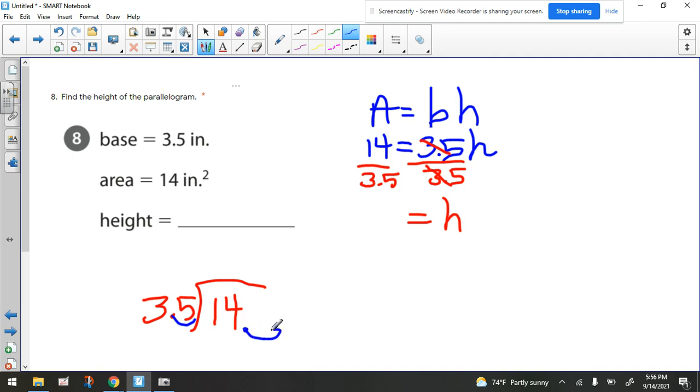And if we multiply it by 10, that's the same as moving the decimal over one position. So the decimal would go right there. And if you wanted to, you could put another 0 there. That's not going to change the value. So you're really finding out how many times 35 goes into 140.